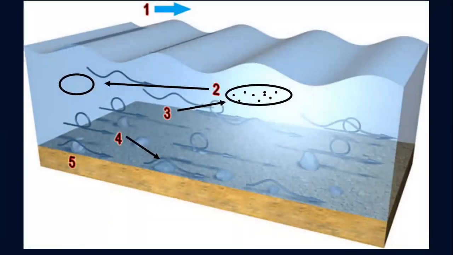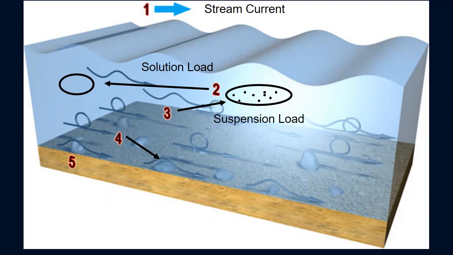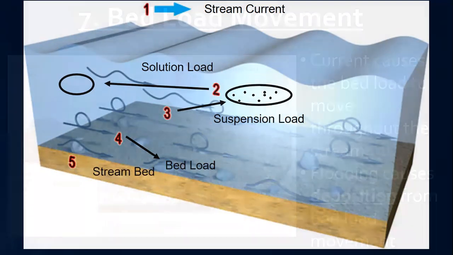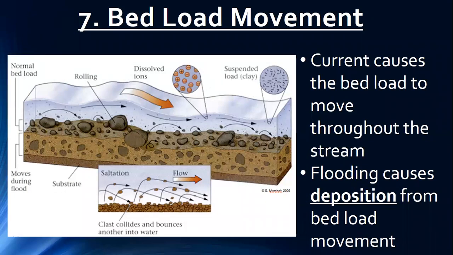Now, let's identify all of these. 1, stream current. 2, load in solution, or dissolved load. 3, load in suspension. 4, bed load. 5, stream bed. The bed load is able to move and bump and jostle, and as it moves its way downstream, this is what's going to end up depositing at the end of the stream, potentially in an estuary or delta.